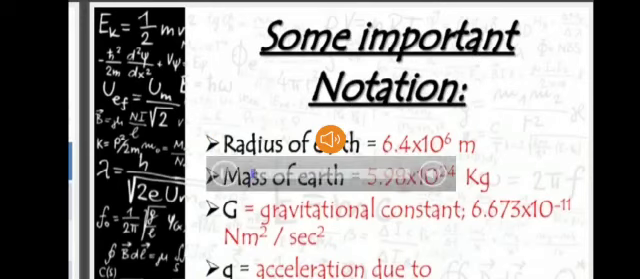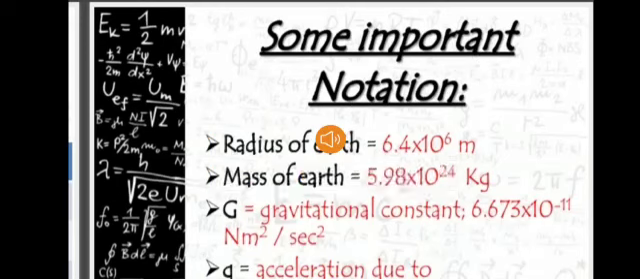These are some notations. Radius of Earth is equal to 6.4 into 10 raised to power 6 meter. Mass of Earth is 5.98 into 10 raised to power 24 kilogram. Capital G, universal gravitational constant, is equal to 6.67 into 10 raised to power minus 11 Newton meter square by kilogram square. Small g, acceleration due to gravity, is equal to 9.8 meter per second square.